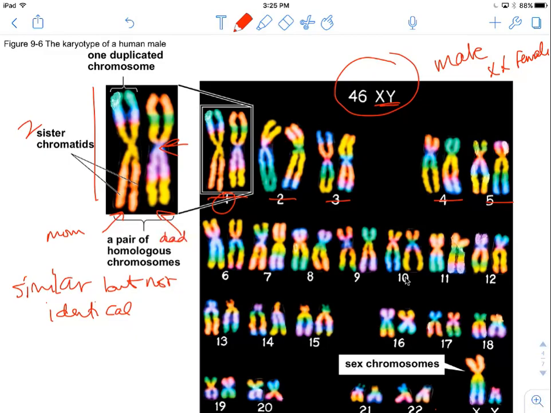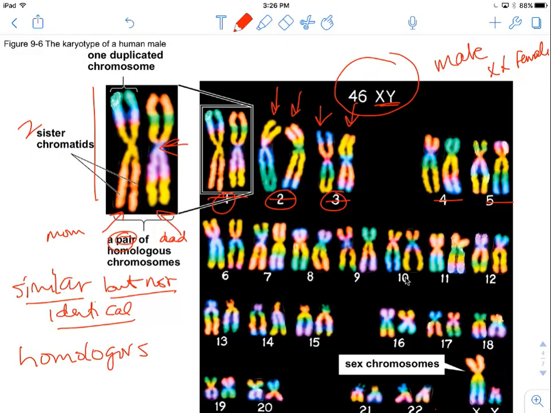And that's the same with all the chromosomes. For chromosome 2, one copy came from mom, one copy came from dad. Chromosome 3, one copy came from mom, one copy came from dad. Etc. and so on. Because these chromosomes, the pairs, are similar but not identical, we call them homologous.